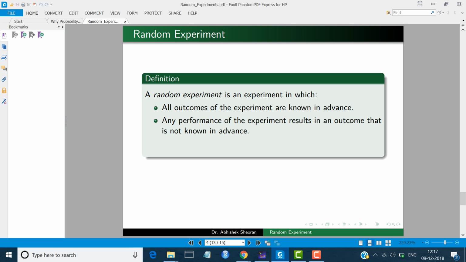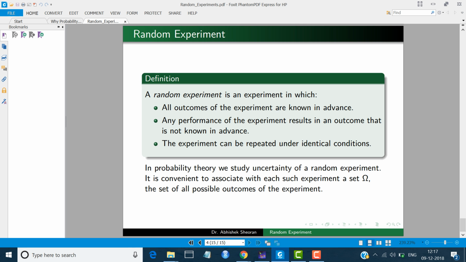Thereafter, any particular performance of the experiment results in an outcome that is not known in advance. Before conducting the experiment, we know all of the outcomes, but we don't know which particular outcome will come. Suppose we toss a coin: we know it may come head or tail, but we don't know exactly which will come. The experiment can be repeated under identical conditions. This is the last condition. The examples we defined above are all random experiments.